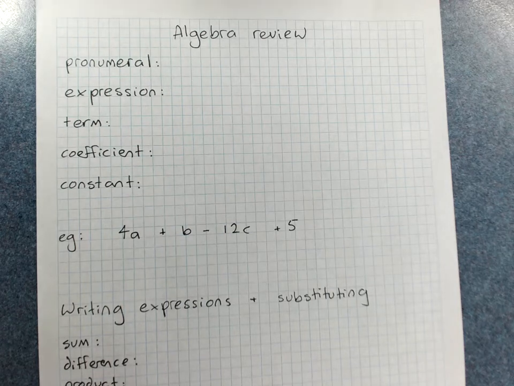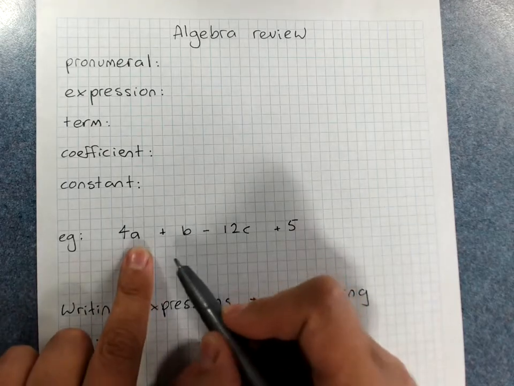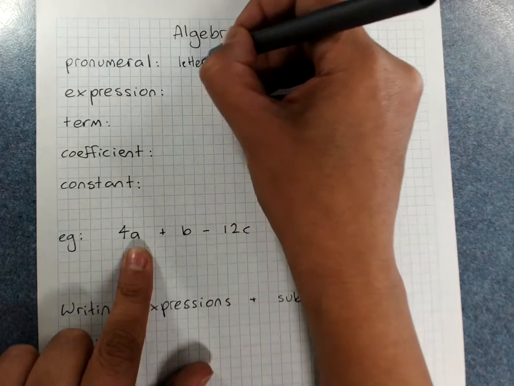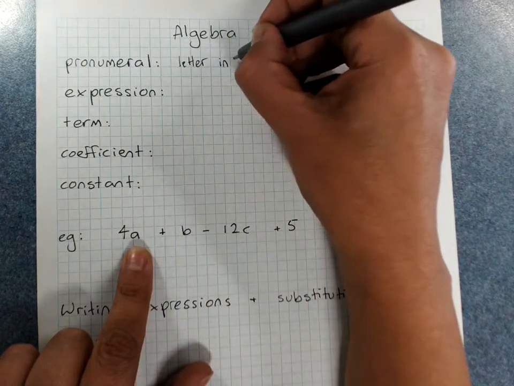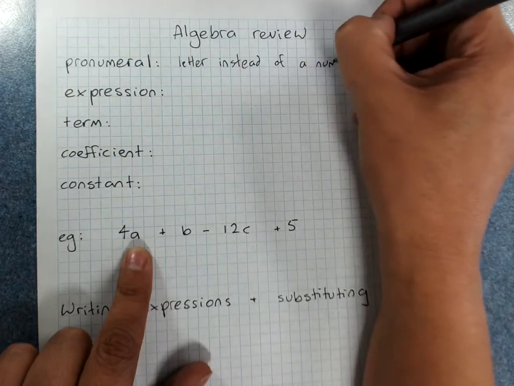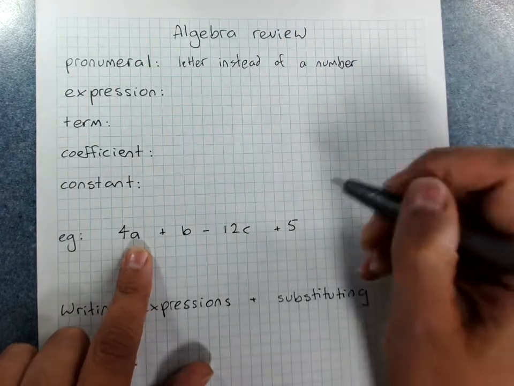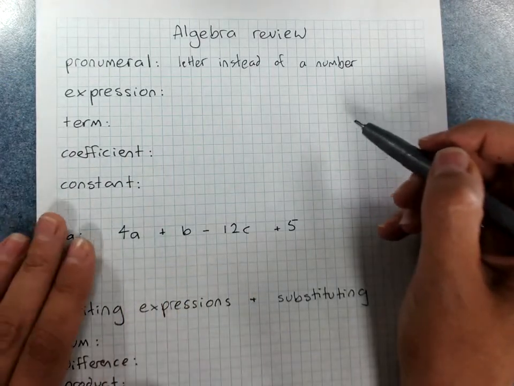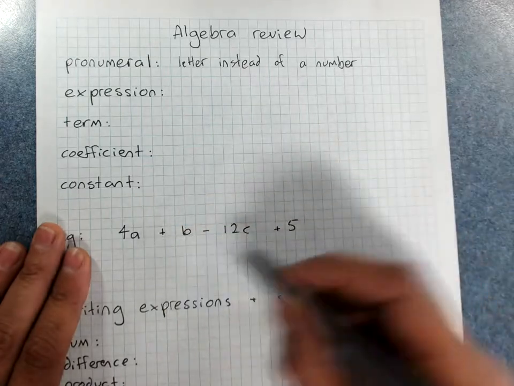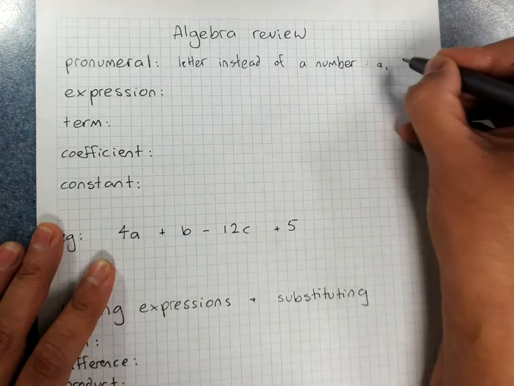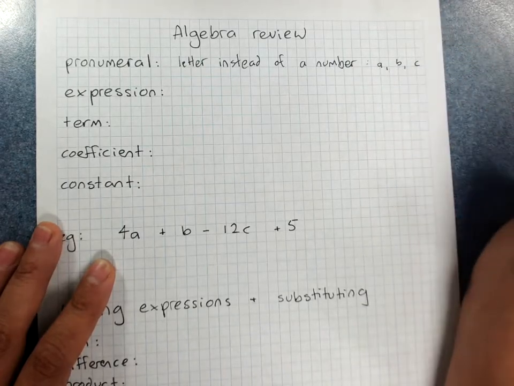Algebra review. Remember that in algebra we use pronumerals such as A, B and C, a letter that's used instead of a number. It might be that we use that letter because we don't know the number or because the number might change. So here, in this example, our pronumerals are A, B and C.